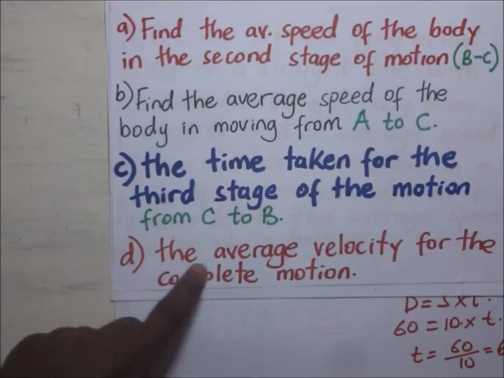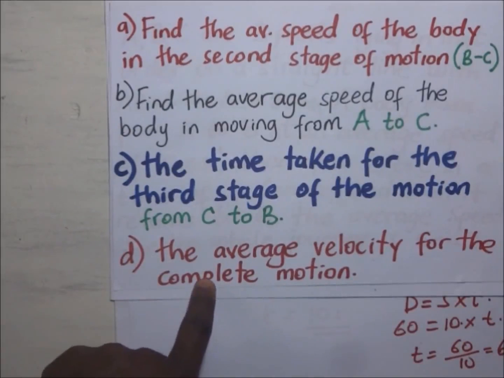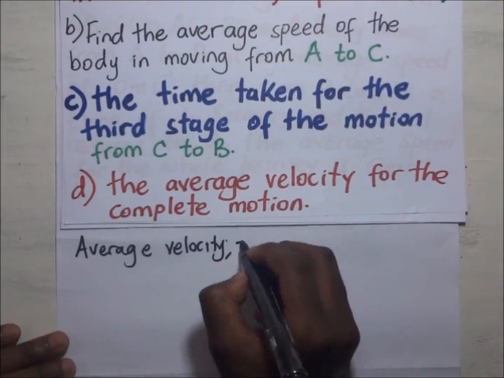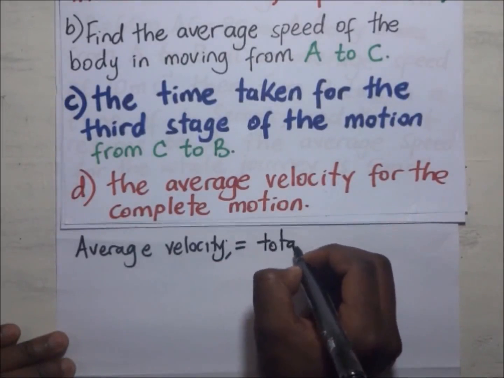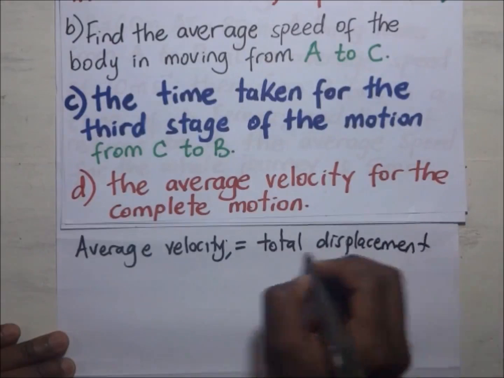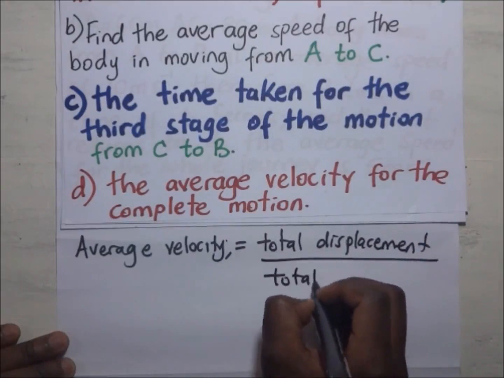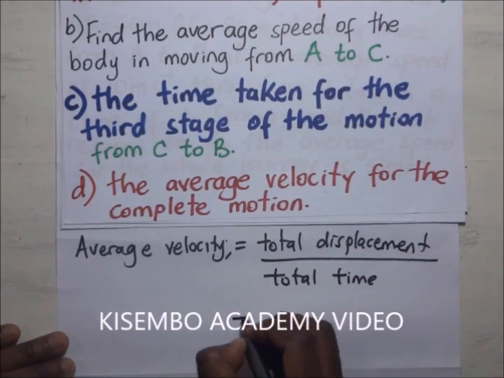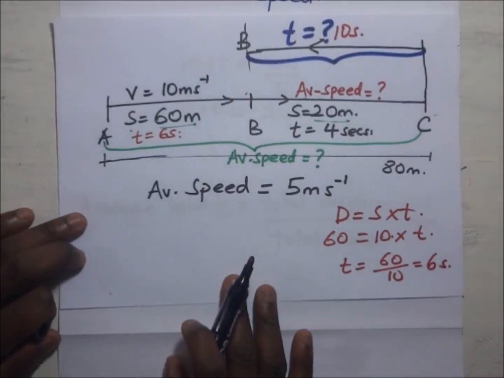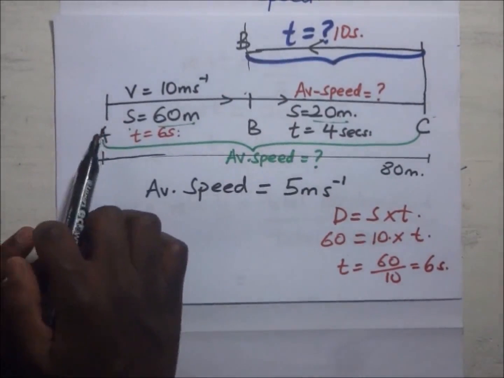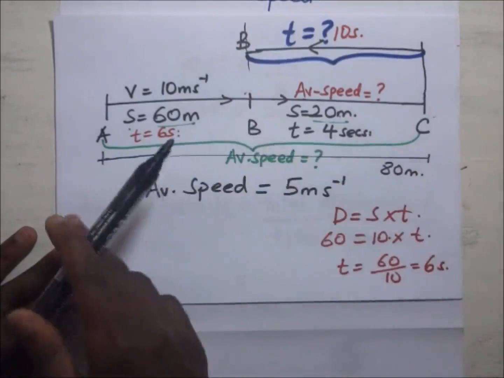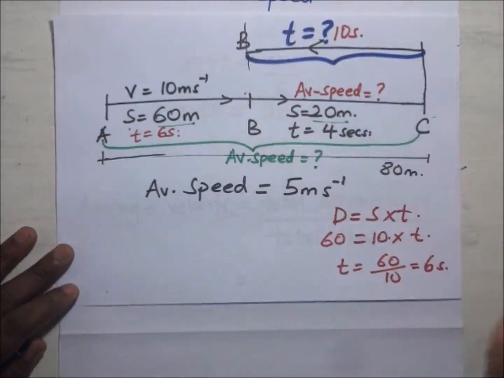Then in part D, we are required to find the average velocity for the complete motion. To find the average velocity of the complete motion, the formula will be total displacement divided by total time. Now of course the total displacement, according to our diagram, we see that this object moves from A to B to C in that direction, then it comes backwards.